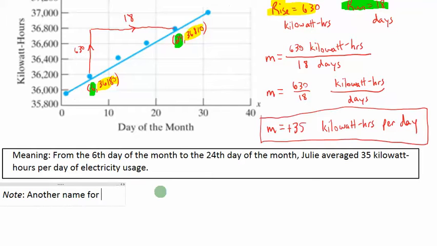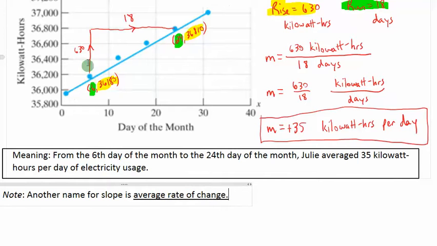Another name for slope is average rate of change. You can see why. It's an average, as I said before, because you take just 2 sample points and you don't consider all the data in between. You just look at over that term from the 6th day to the 24th day, what was the average of the values from here to there? So it's an average. And it's a rate, as we said, because it's the vertical unit divided by the horizontal unit, the rise divided by the run. You get this unit of kilowatt hours per day from the dividing.